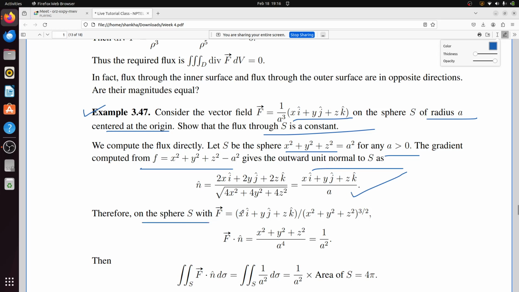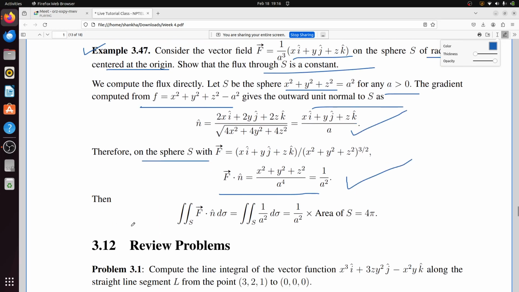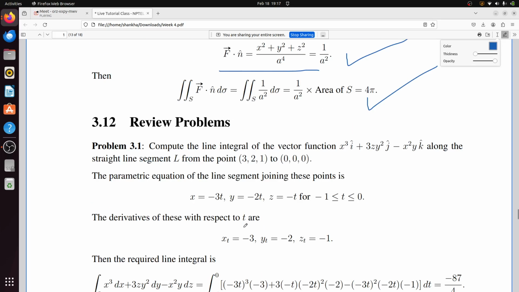Therefore on the sphere S, we determine F dot n, and we will get this, because on the sphere x^2 + y^2 + z^2 is a^2. Now the integral of F dot n dσ is 1/a^2 times dσ, which is 1/a^2 into the area of S, and that will give you 4π.